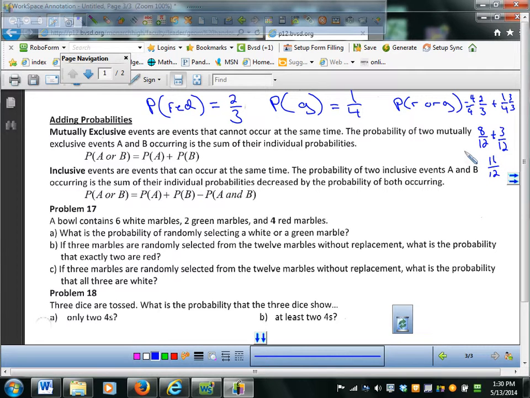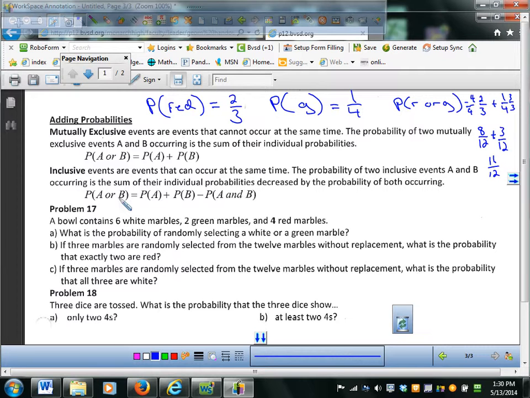You understand that? If you're flipping a coin, what's the probability of getting a heads? 1 out of 2. What's the probability of getting a tails if you flip a coin? 1 out of 2. What's the probability of getting a heads or a tails? 2 out of 2, or 1 out of 1.